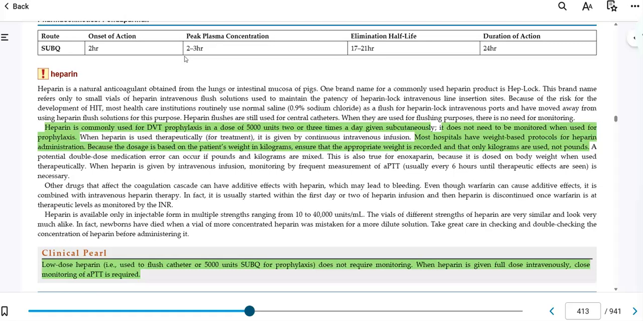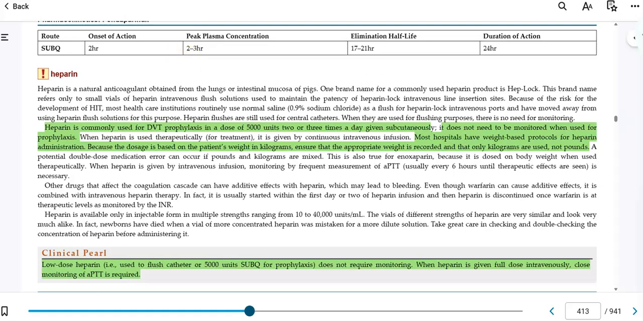If we are giving it through continuous IV infusion, that's when I'll monitor that PTT, and I will increase or decrease my heparin dependent upon that PTT reading. So whatever that reading is will determine if I need to titrate up or down on their heparin level.